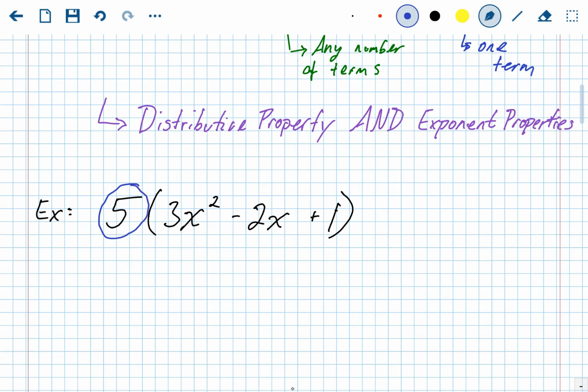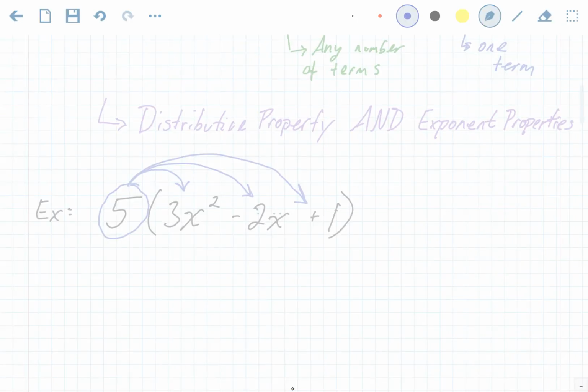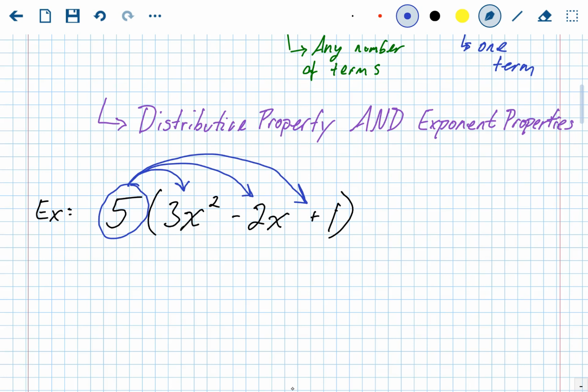So this one is 5 times the polynomial 3x squared minus 2x plus 1. Remember, 5 is a polynomial. It's a constant polynomial. We usually don't call it a polynomial, but by its definition, it is one. So we're going to distribute this 5 into every single term inside of the parentheses. And when we distribute, it's going to be a multiplication. Now remember, you're allowed to multiply anything you want together. We're not allowed to add or subtract anything we want together. If we're adding and subtracting, we have to have like terms. When you're multiplying, the like terms don't matter, because of the exponent properties.